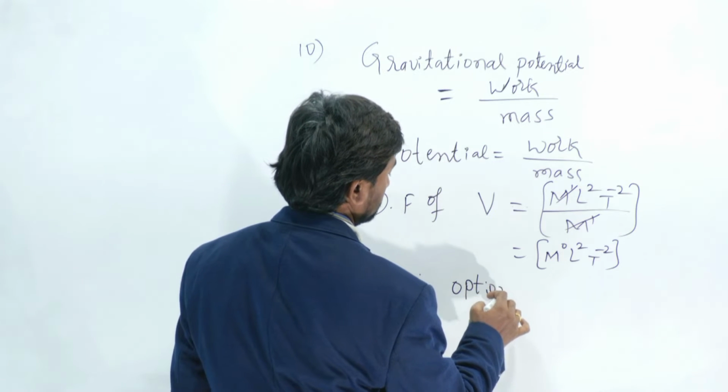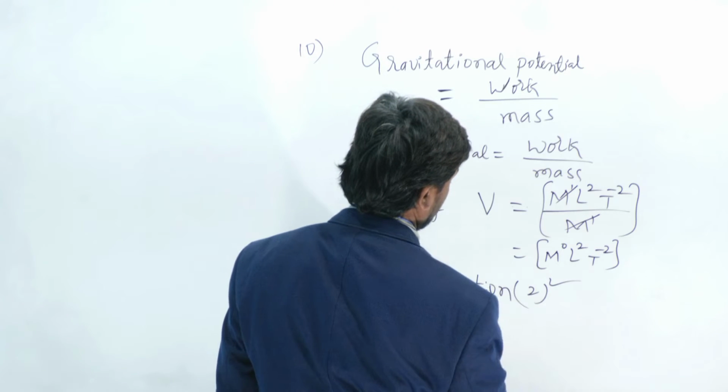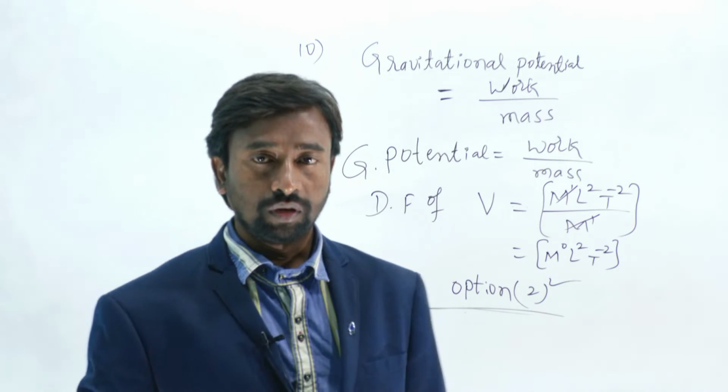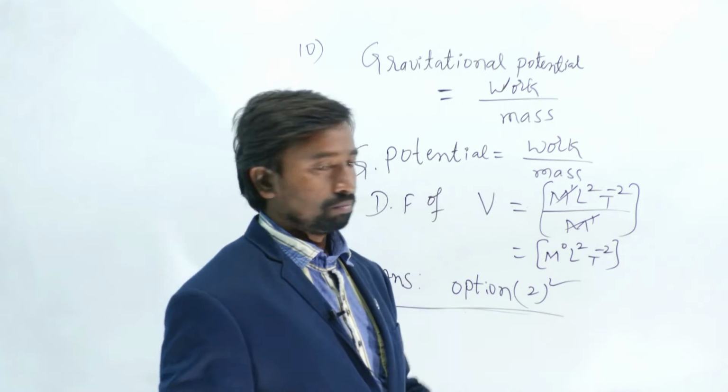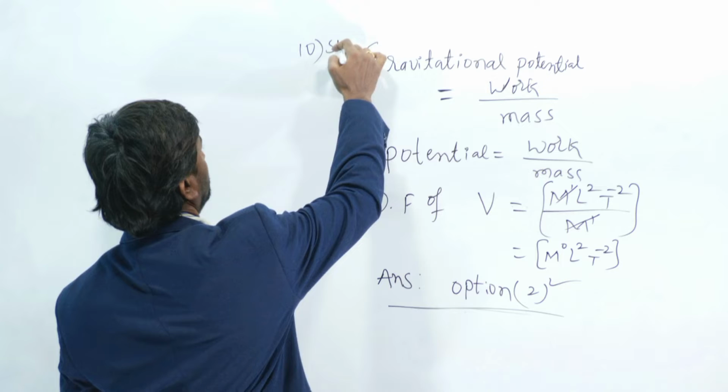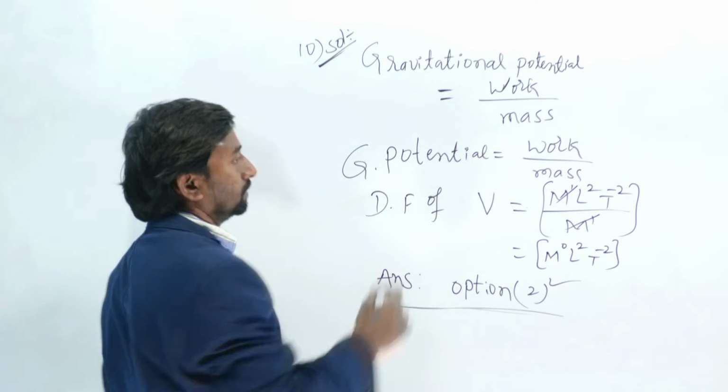Option 2 is the correct answer. Option 2 will be the right answer. M power 0, L power 2, T power minus 2. Okay. So this is the 10th solution. It will be the 10th solution.